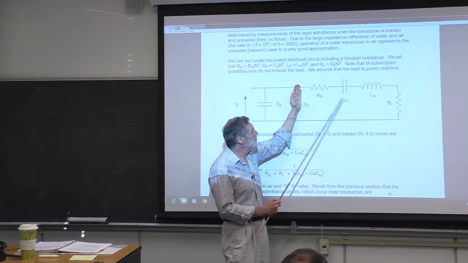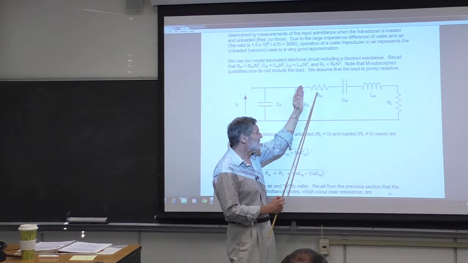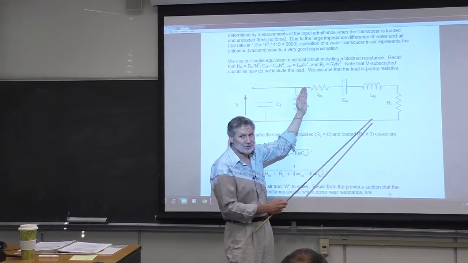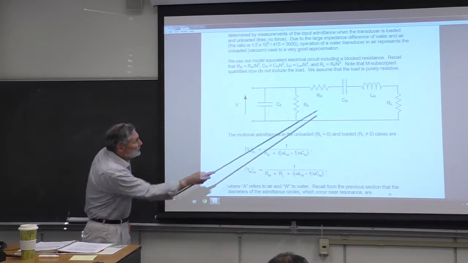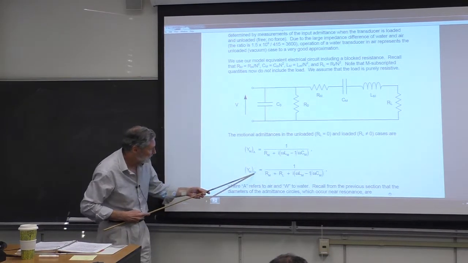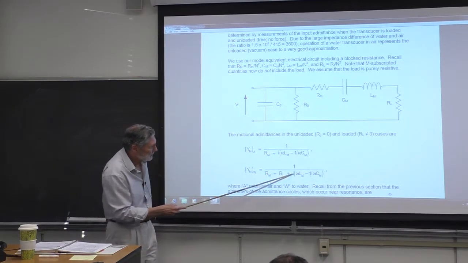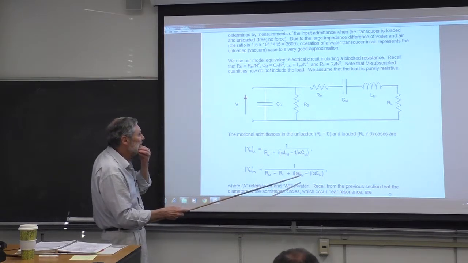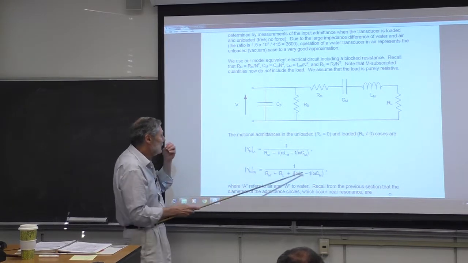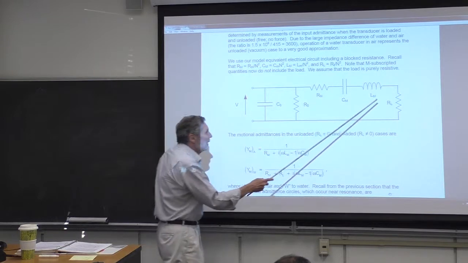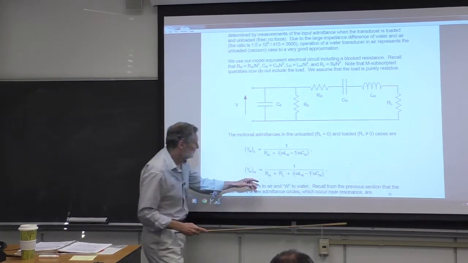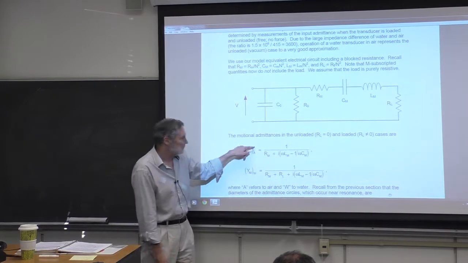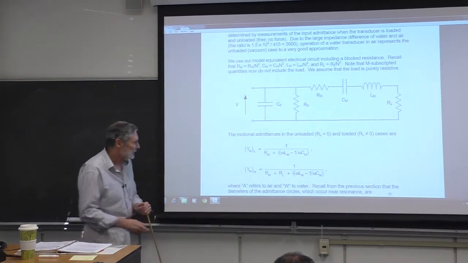Well, it's 1 over the impedance, and the impedance of a series connection is just the sum of the impedances. So we take 1 over that. In this case right here, the W denotes water. Here's 1 over the impedance, and we have these 4 elements here. In the air case, the load resistance is approximately 0, so we just zero it out and we get that. The A will denote air here.